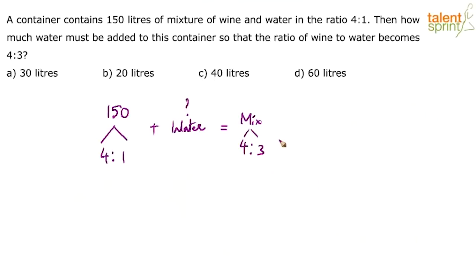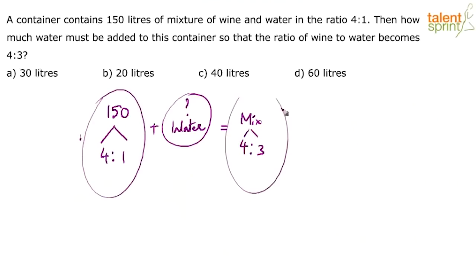Now, one point to be noted here is if you focus and understand what is getting added, only water is getting added. Are we adding any wine? No, we are not adding wine. We are adding only water. Which means whatever is the quantity of wine here should be the quantity of wine here. Since you are adding pure water to this, the initial quantity of wine should be equal to the final quantity of wine.